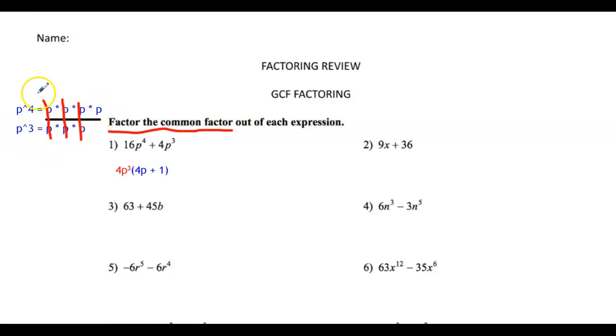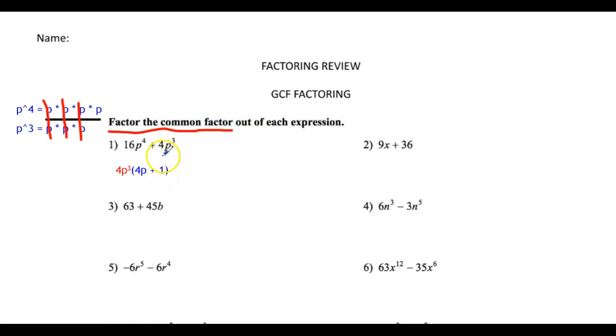A quick way to do that without writing it all out like this is to subtract the two exponents. 4 minus 3 is 1. So that's p to the first. We just write it as p. 4p to the third divided by 4p to the third, well, they're exactly the same term, so I'm left over with just 1. Be careful.